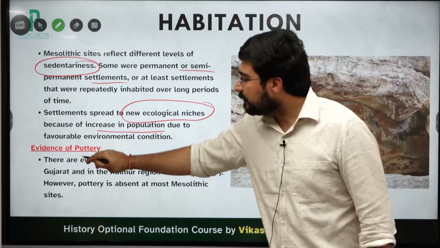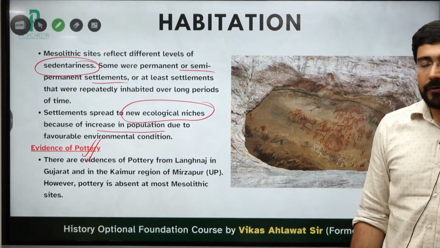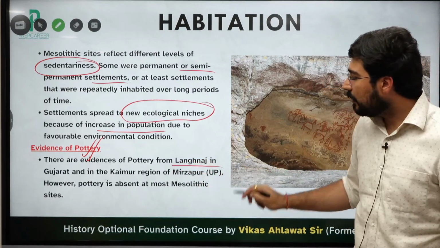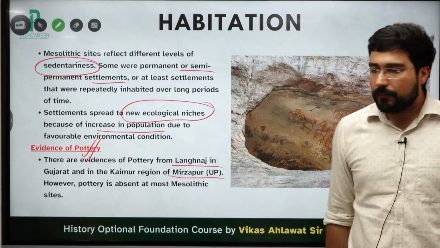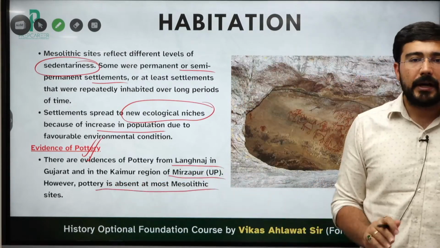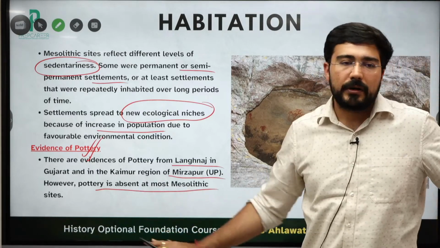From some places, we have even found evidence of pottery. Okay, pottery has not been found from all the new Mesolithic sites. Please remember that. Langnaj is there, okay, as well as from Mirzapur. But as a general rule, pottery is absent at most Mesolithic sites. These kinds of statement are important in your prelims.